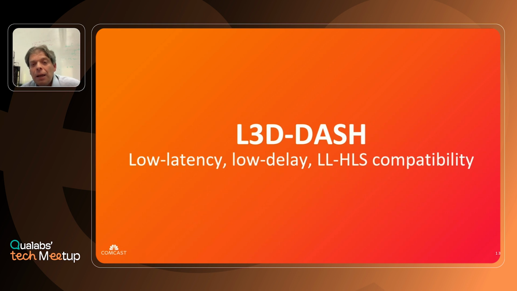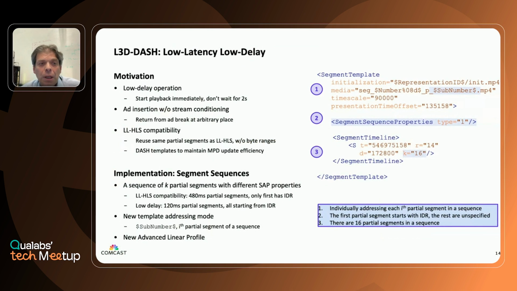Next is L3D DASH. So this is low latency, low delay. That's why it's L3D, and it's low latency HLS compatible. So what was the motivation for the whole thing? Because we already have low latency DASH, formerly known as Chunky Monkey. First of all, we want to do low delay.